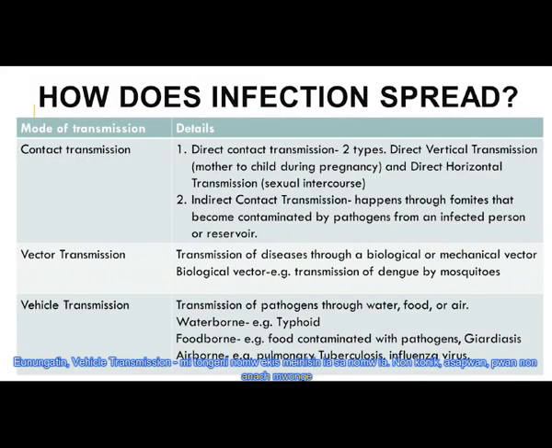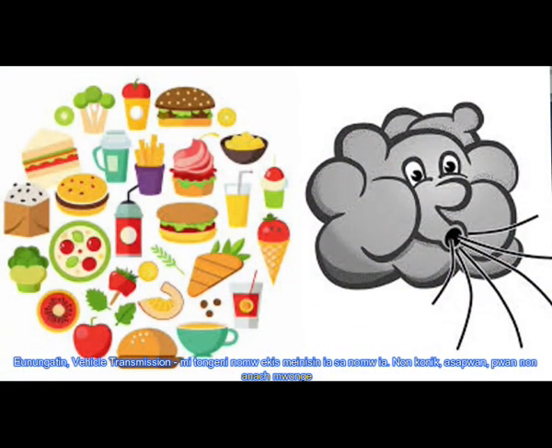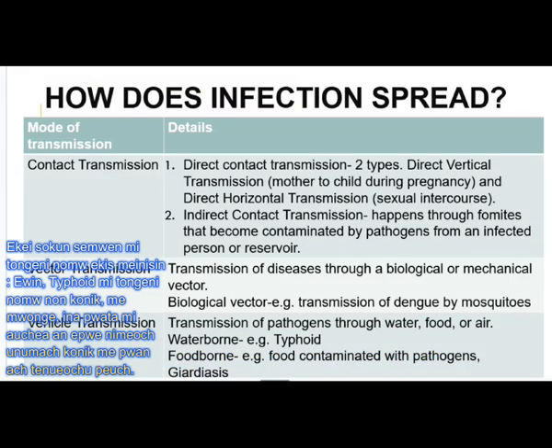And the third one is vehicle transmission. So these are other types of substances around us that can transmit the pathogens. For example, water is an example of vehicle transmission, food, and air. I'll give you three examples of types of diseases that can be passed through that.